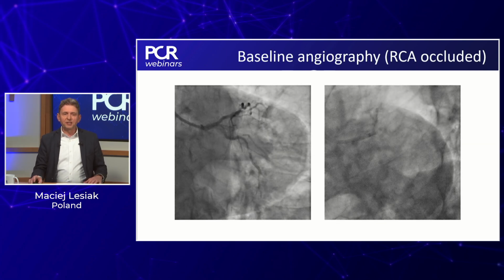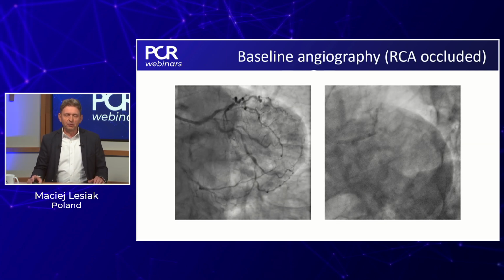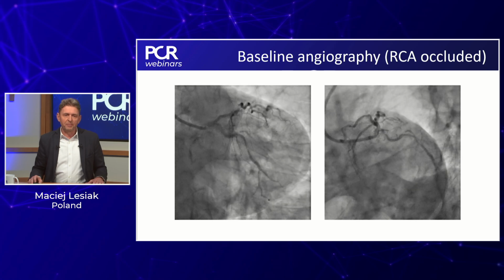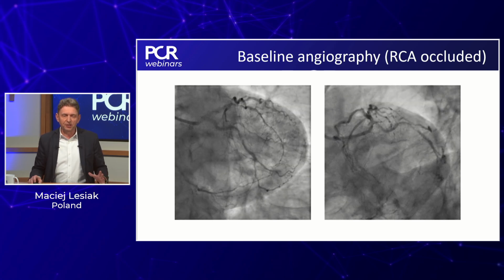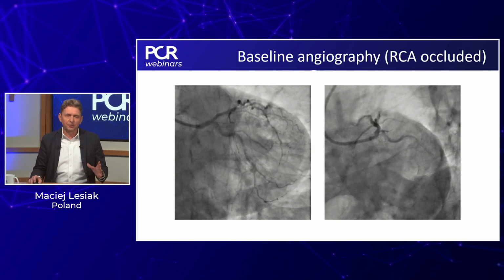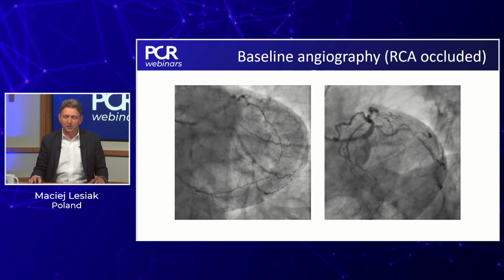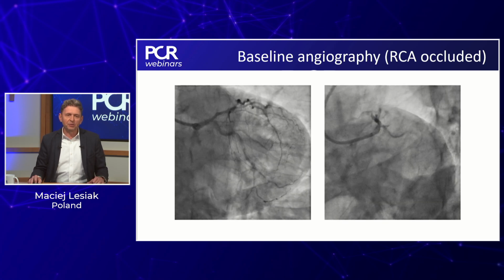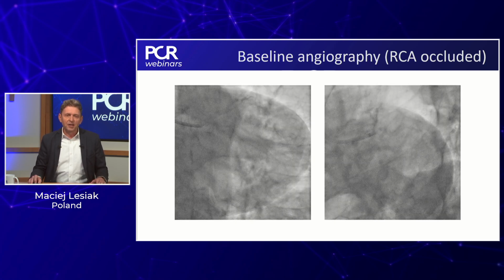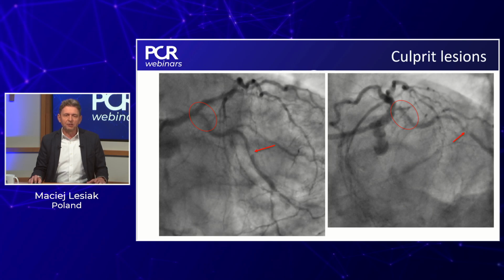So this is the baseline anatomy of the patient. You can appreciate most of the disease is located in the circ. There is a very diffuse anatomy of the lesions, and if you look at the still frame, you see that we generally have two lesions in the proximal part and the mid part of the marginal.